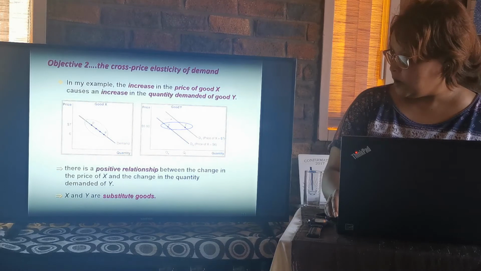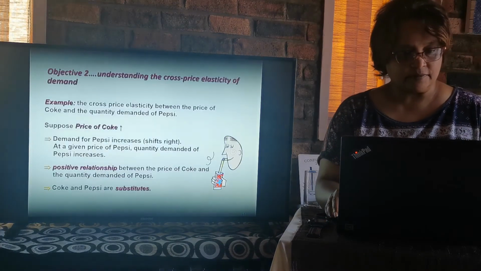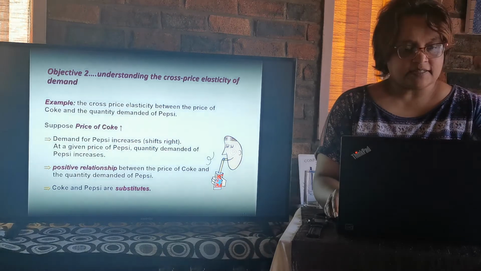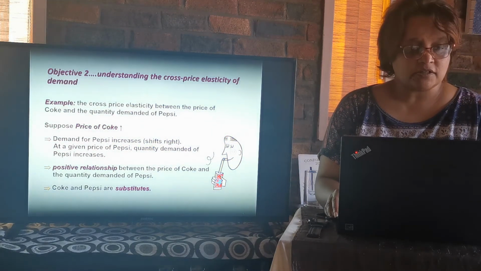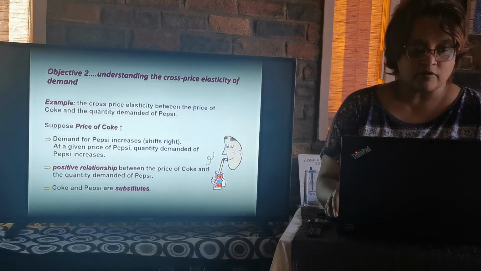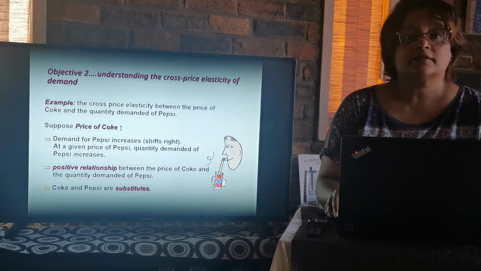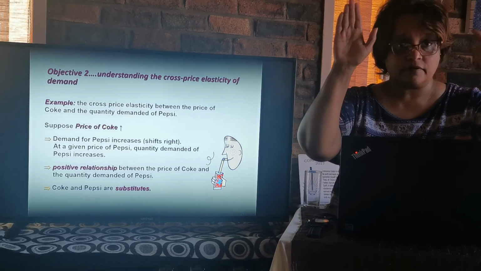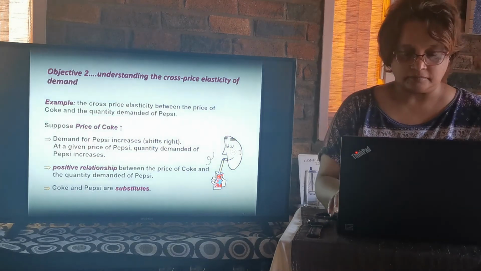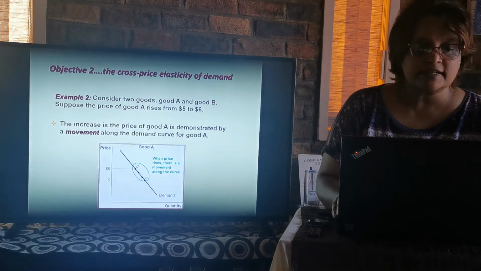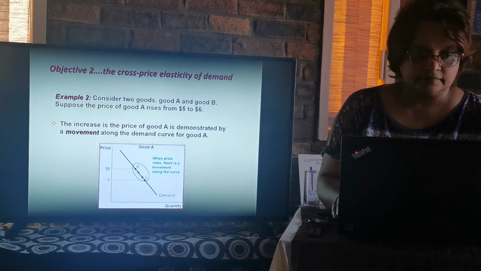So X and Y are substitute goods. Now, the cross price elasticity between the price of Coke and quantity demanded of Pepsi, that's a summary. Suppose the price of Coke goes up, we know that the demand for Pepsi will go up as well. So, positive, they are substitutes.